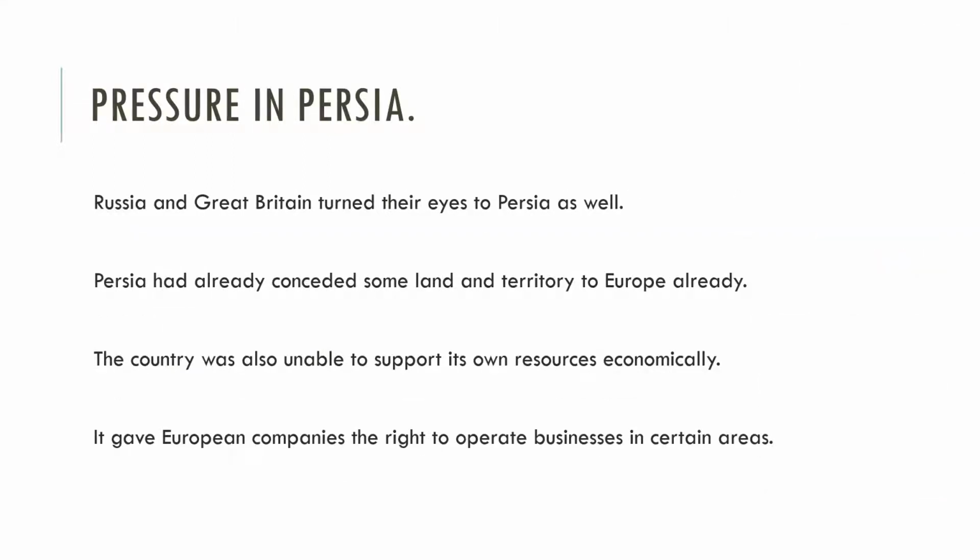Now, there's also going to be some pressure in Persia. Russia and Great Britain turned their eyes to Persia as well. This is where we think of modern-day Iran and Iraq today, if you can think about that on a map. Persia had already conceded some land, or given up land and territory to Europe already, but the country was also unable to support its own resources economically. And because of this, it gave European companies the right to operate businesses in certain areas.